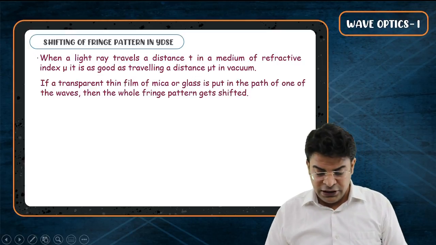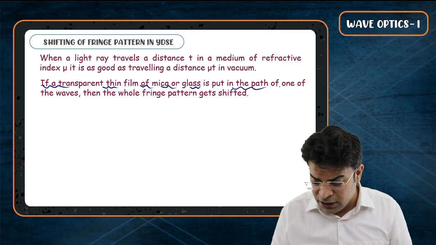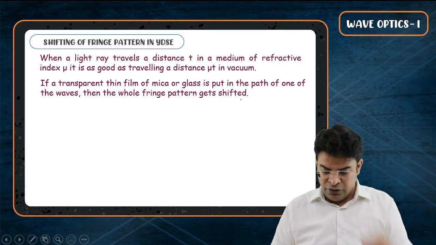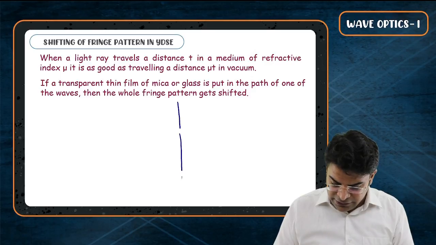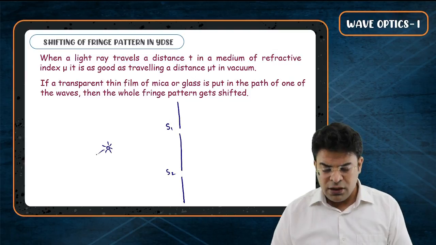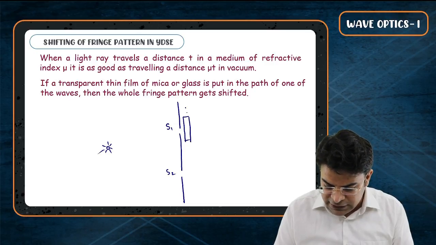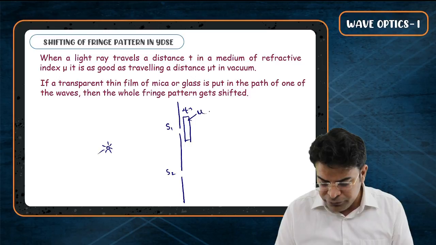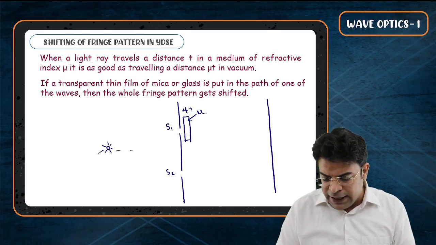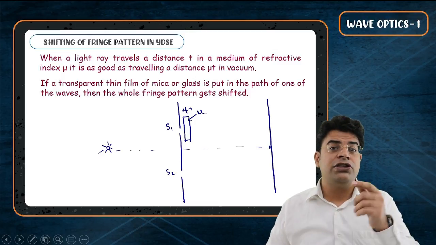Now beta, what happens here is, if a transparent thin film of mica or glass or something else is put in the path of one of the waves, then the whole fringe pattern gets shifted. Why? Listen to it. Let's say here you have two slits S1, S2, and somewhere you have the source. If in front of the first slit you keep a transparent material of thickness t having refractive index mu, my simple question is, will you still find the central bright at the same spot? The central bright is the place where the path difference is 0.